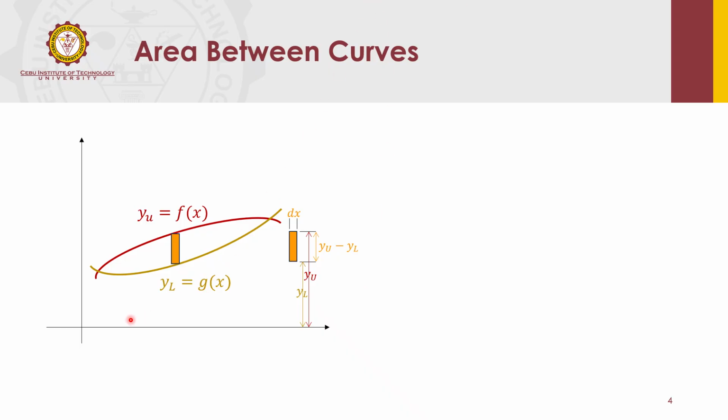For the limits, the area is bounded by the two curves from this point to this point. Since our thickness is dx, meaning the variable of integration is x, our limits must be x values: the x coordinate of this point and the x coordinate of this point. Let's say we label the x value here as a and b for the second point. So our area would be the integral of y sub u minus y sub l times dx from a to b.